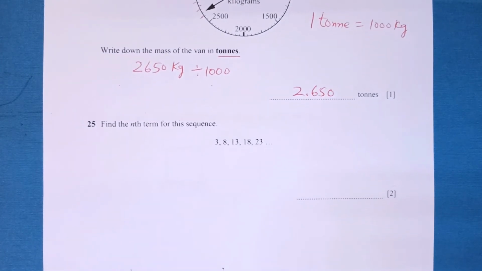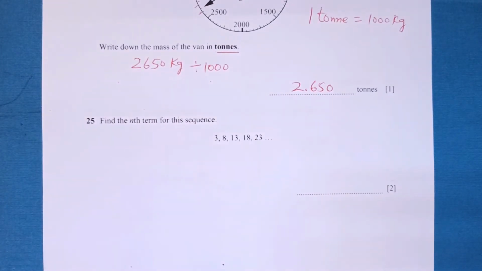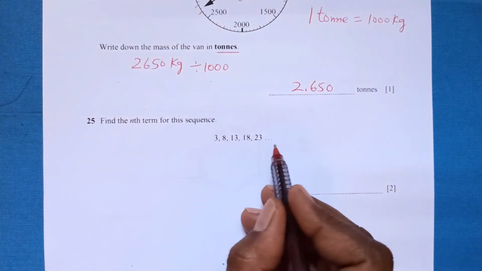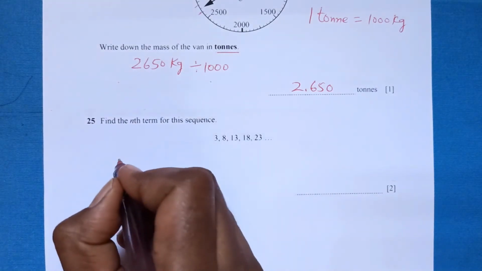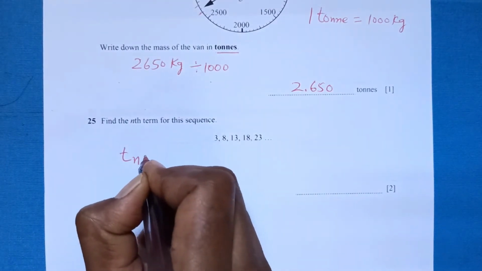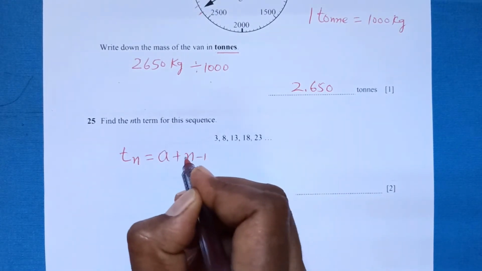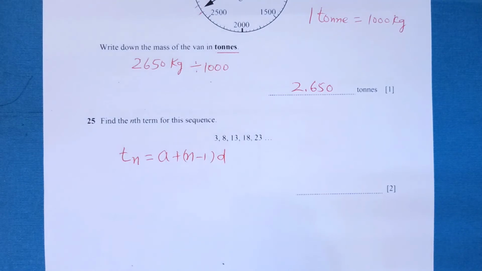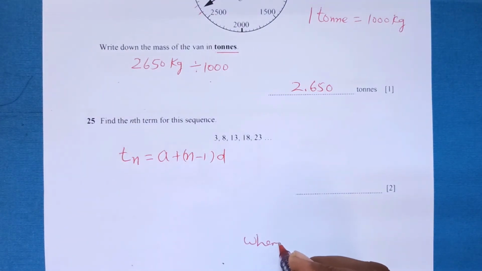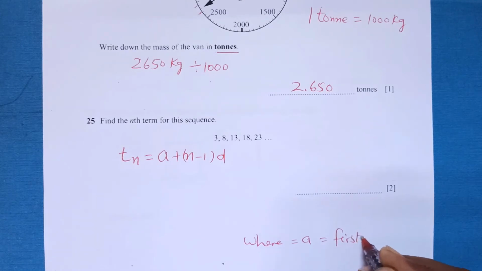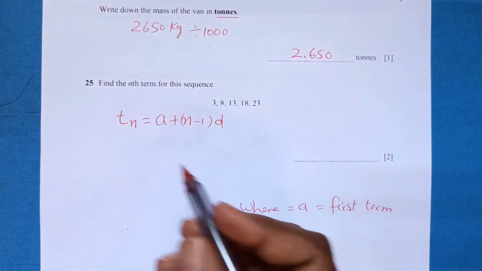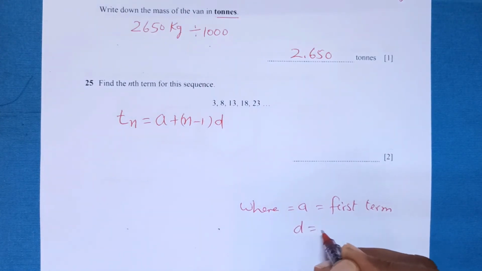Next question, number 25. Find the nth term for this sequence. We are given this sequence, we need to find the nth term. As you know, the formula for the nth term is Tn = a + (n - 1)d, where a is the first term of the sequence, n is the term number and d is the common difference.